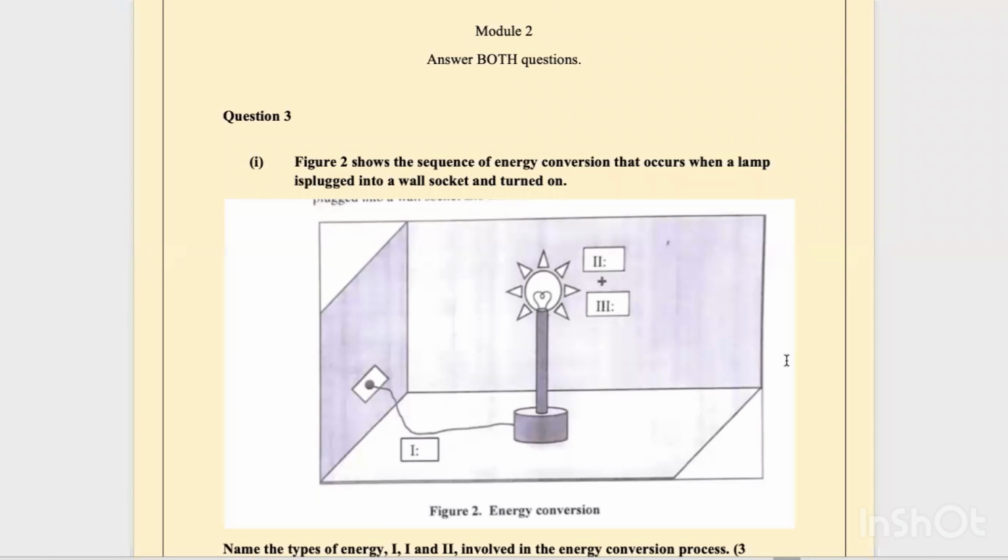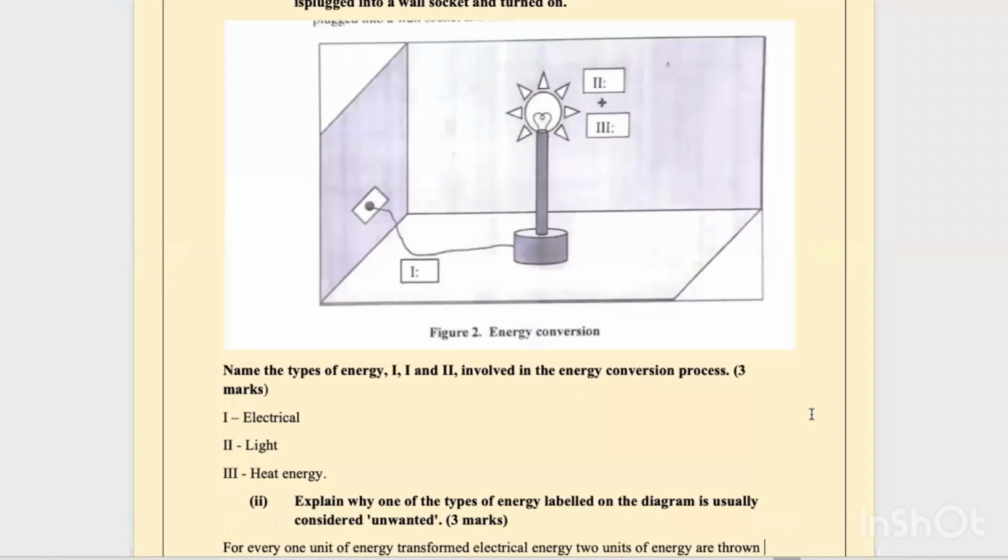Moving on to module 2, question 3, it says figure 2 shows the sequence of energy conversion that occurs when a lamp is plugged into a wall socket and turned on. First question, name the types of energy at 1, 2, and 3 involved in the energy conversion process. So here at 1, what is happening? We're seeing that current is flowing through the device. We'd say that this is electrical energy. 2, electrical energy is converted to light energy, right? Because that's the whole goal of this lamp. Once light energy is produced, then you're going to have heat energy being produced also.